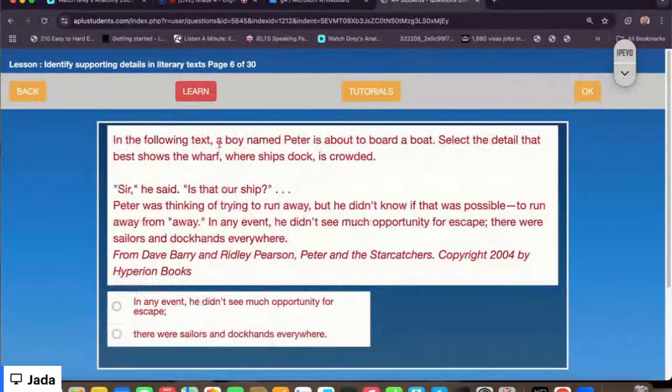Alright, in the following text, a boy named Peter is about to board a boat. Select the detail that best shows the wharf where the ship docks is crowded. Alright, so we have, "Sir," he said, "is that our ship?" Peter was thinking of trying to run away, but he didn't know if that was possible. In any event, he didn't see much opportunity for escape. There were sailors and dock hands everywhere.